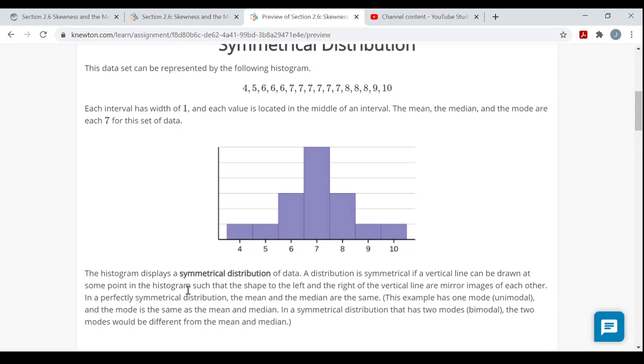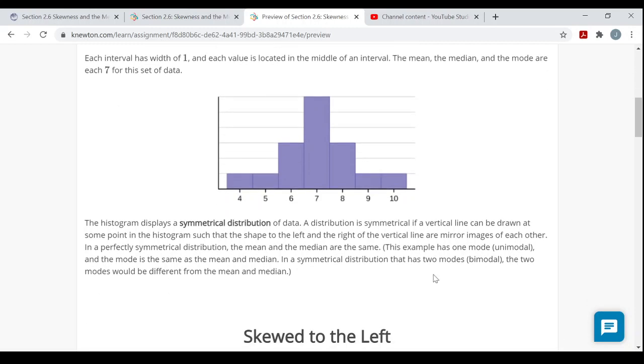A symmetrical distribution. A distribution is symmetrical if a vertical line can be drawn at some point in the histogram such that the shape to the left and the right of the vertical line are mirror images of each other. Again, very close. They don't have to be exactly the same, but roughly the same on both sides of the middle.